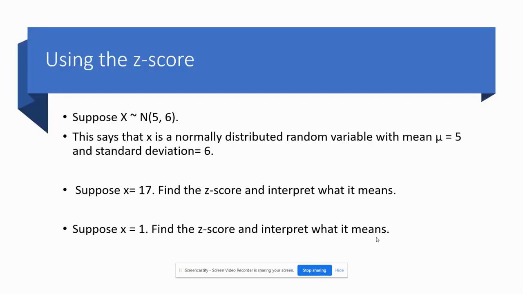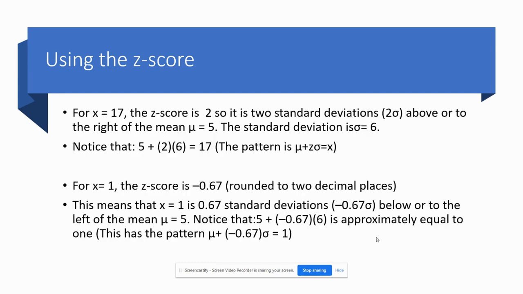Okay, using the z-score. Suppose my distribution approximates the normal with a mean of 5 and a standard deviation of 6. Suppose x equals 17, find the z-score and interpret what that means, and suppose x is 1, find the z-score and interpret what that means. For the 17, the z-score is 2, so it is 2 standard deviations above, or to the right of, the mean, which equals 5, since the standard deviation is 6.